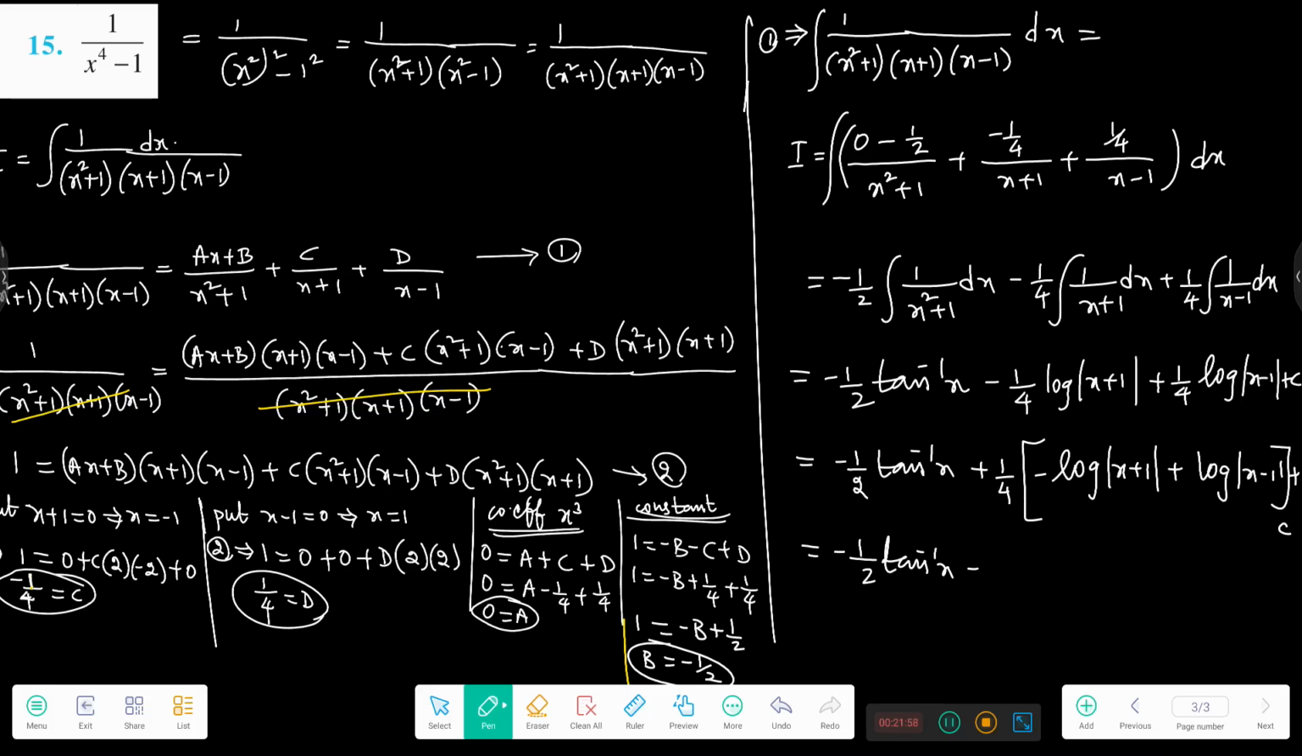So tan inverse x plus 1 by 4 log a by b. A will be the positive term, that means x minus 1, divided by, the negative term will be in the denominator, which means x plus 1. Okay, plus overall c. That's it. This is our required answer for the 15th one.